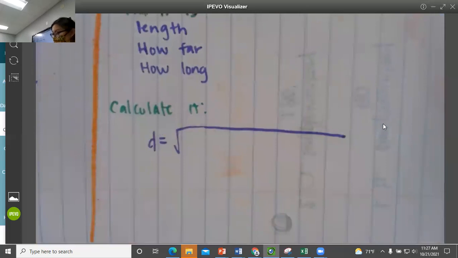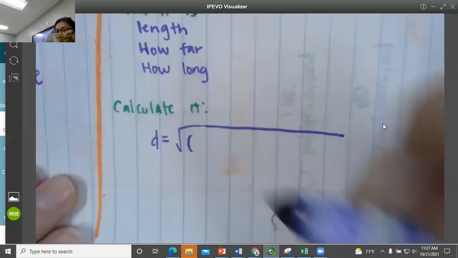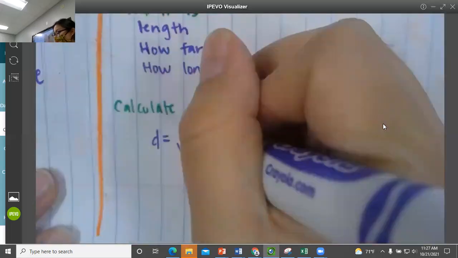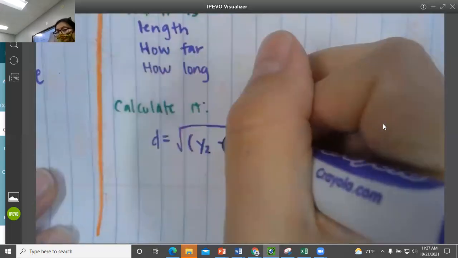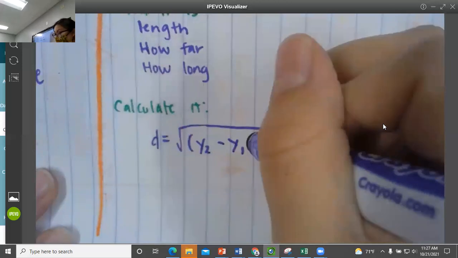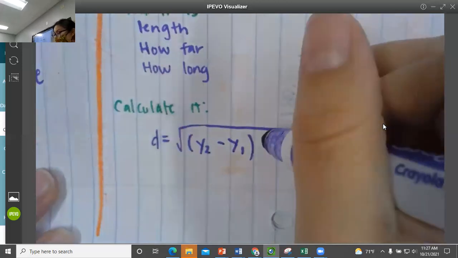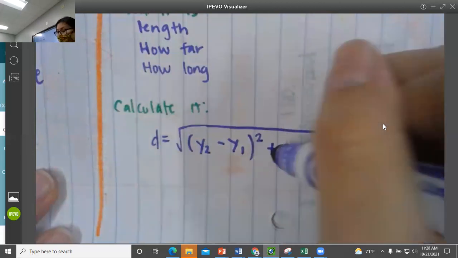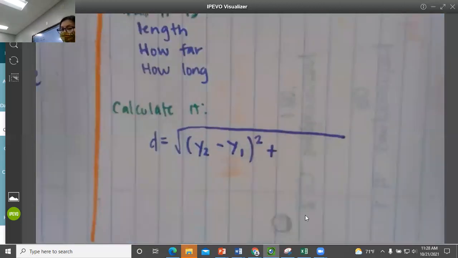All right. You put parentheses. You have to put parentheses. And then it's going to be y2 minus y1, close the parentheses, squared, plus, let me walk around, make sure everybody has that so far. You'll be able to use your notes on this unit, but if you don't have very good notes, it's not gonna help.